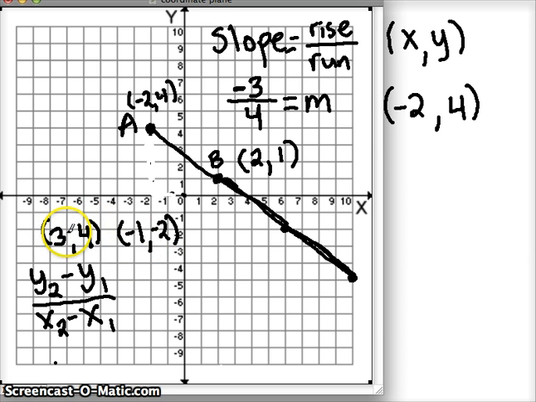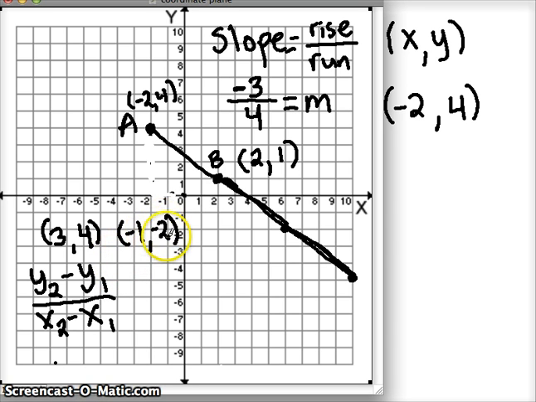I always just choose the first one for the first pair and the second pair they give me for the second pair. Or if it's alphabetical, I make A the first pair and B the second pair. But it really doesn't matter. As long as you just choose this to be your first pair and the other one to be your second pair, you could do it forwards or backwards. It works out the exact same way.